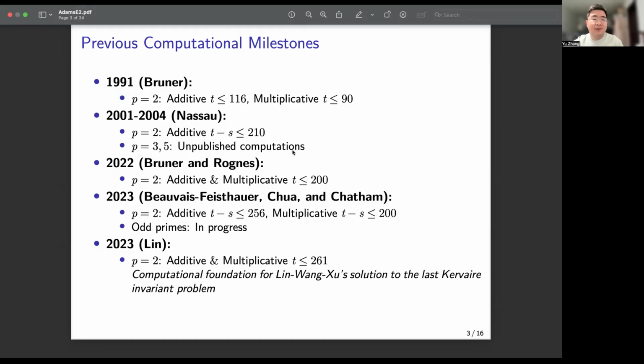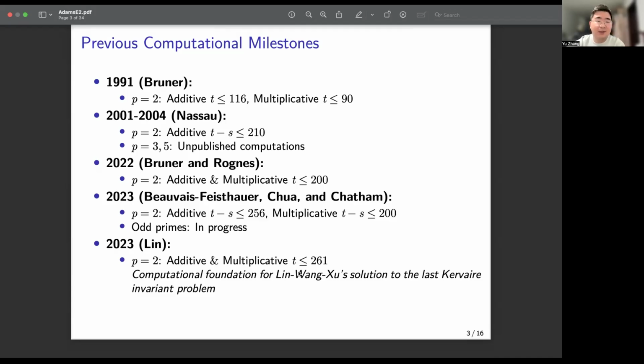And some more recent work in 2022, Bruner and Rognes extended the computation to t less than or equal to 200, and that is for both additive and multiplicative structure. And the group Bouvet-Fisher, Dexter Chua, and Hood Chatham computed the extended additive computations up to stem 256. And Wang and Lin computed both additive and multiplicative structures up to t bounded by 261.